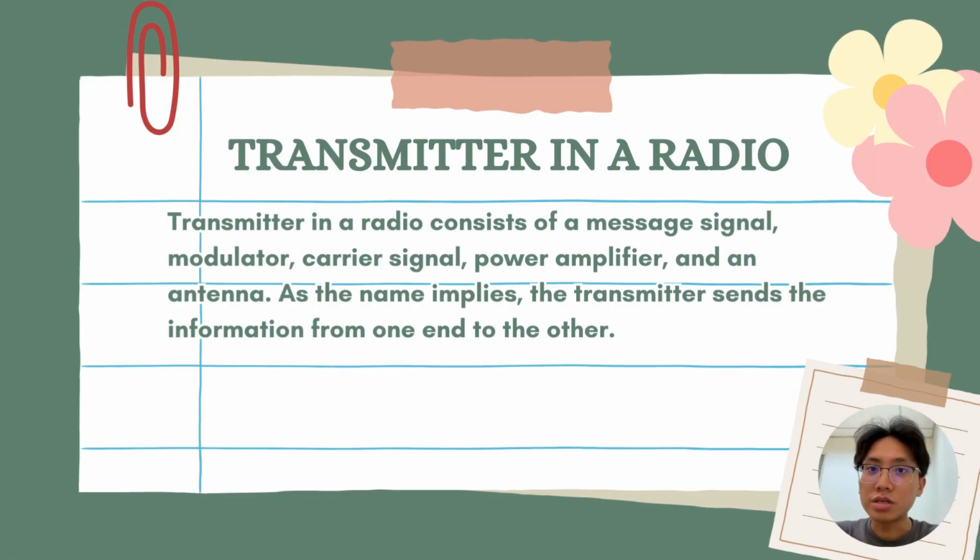For every radio, there is a component known as a transmitter. A transmitter is a device that exists in a radio, consisting of a message signal, modulator, carrier signal, power amplifier, and an antenna. As the name implies, the transmitter sends the information from one end to the other.